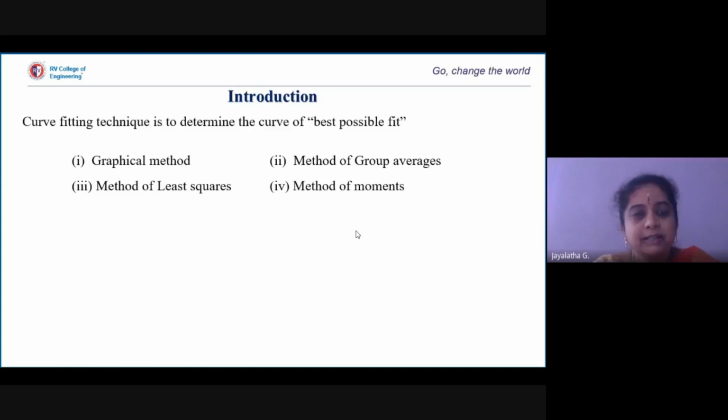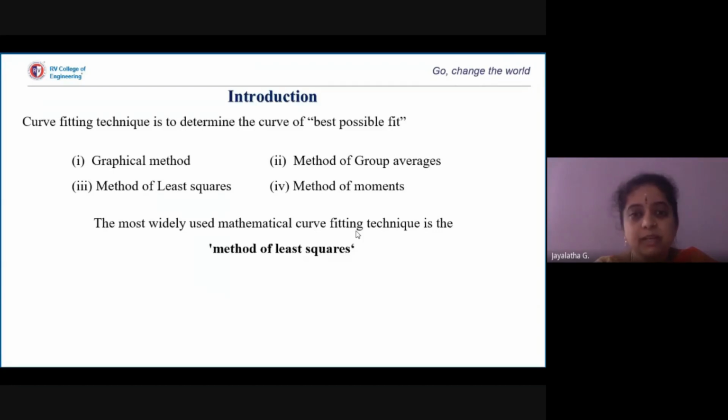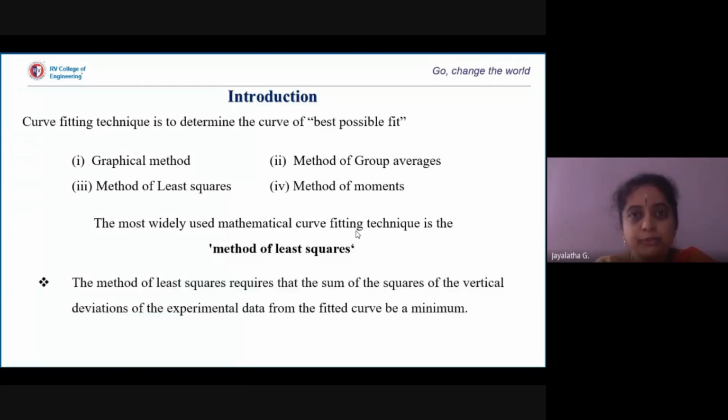So the curve fitting technique is to find the curve of best fit. We have a few methods for fitting the curve. It could be graphical method, method of group averages, method of least squares, method of moments. Among the four, the most widely used mathematical curve fitting technique is the method of least squares. So we are going to learn the method of least squares now, and we are going to fit the curve using Matlab. It tells you that the sum of the squares of vertical deviations of experimental data from the fitted curve is minimum. What do you mean by that?